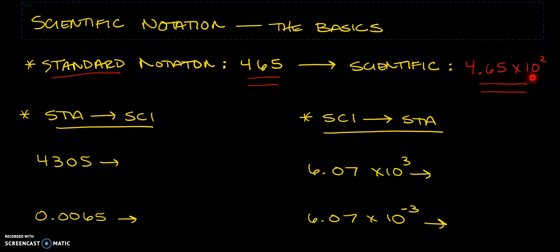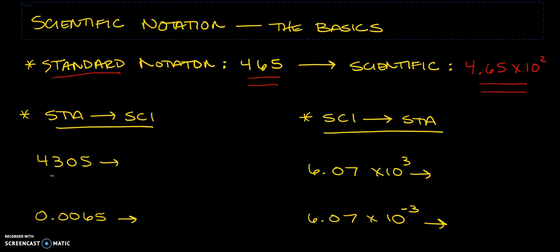And we're multiplying it times 10 to the 2. Now 10 to the 2 is 100, right? Okay? And so we know if we multiply 4.65 times 10 squared, which is 100, 10 times 10, we're going to move the decimal 2 places to the right. And that gets us back to our original number of 465. So let's try to do a couple more examples here.